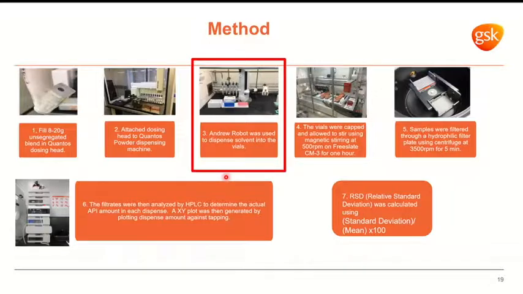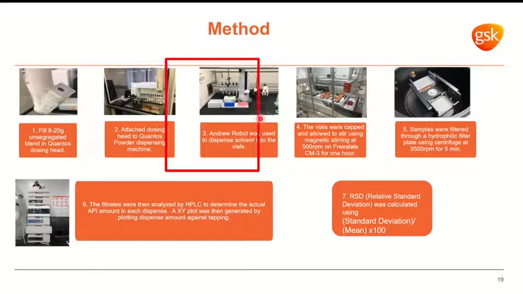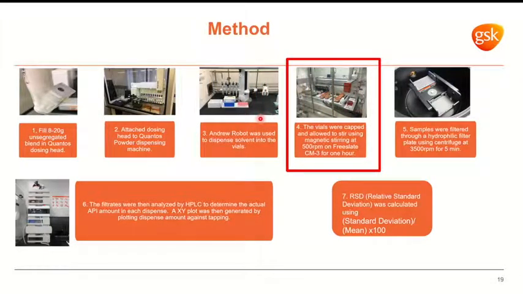So the third step is that now that we have dispensed the blend into the dosing head, the next step is we want to dissolve the API from the powder. How we do that is that we are going to use a solvent that dissolves the API. So we will add that solvent into the vial, and then we are going to cap the vial, and we are going to allow it to stir, magnetic stirring on a CM3.